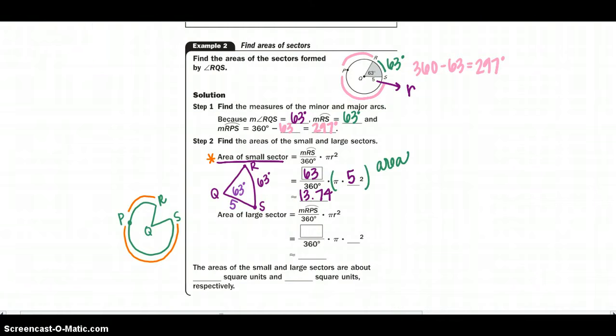Alright, so next I'm going to move on to my larger sector, and my larger arc would be RPS. So I found that to be 297 degrees over 360 times my area, which would be pi times 5 squared. After I did that in my calculator, I'd come out with approximately 64.80. So the areas of the small and large sectors are about 13.74 square units and 64.80 square units.